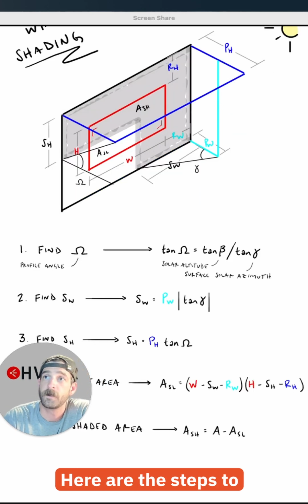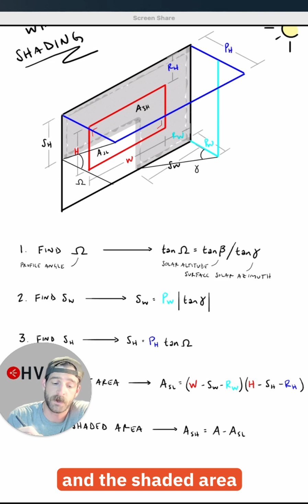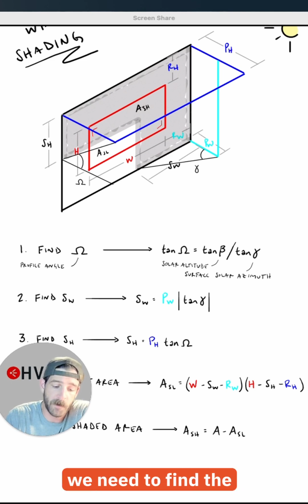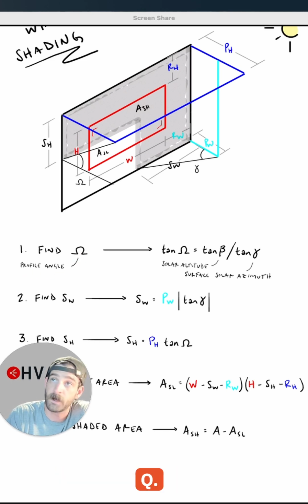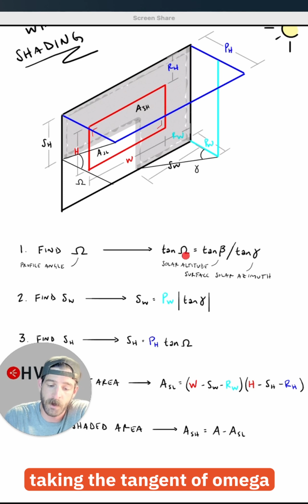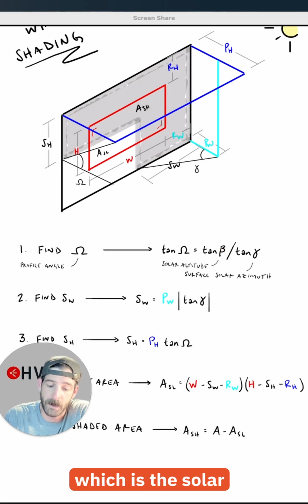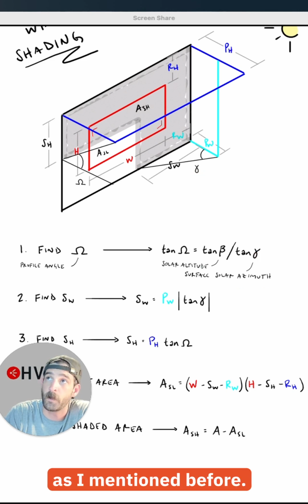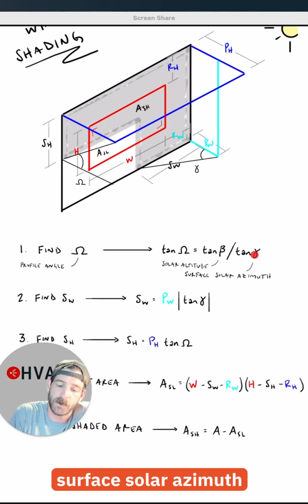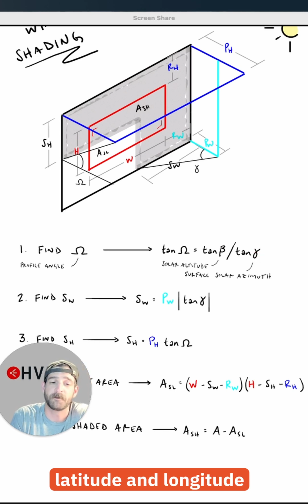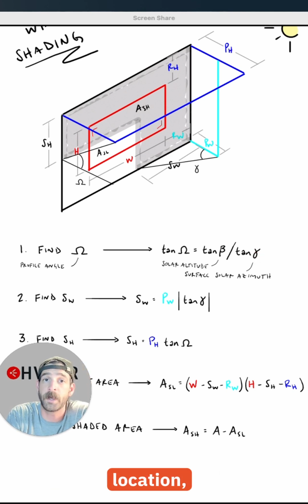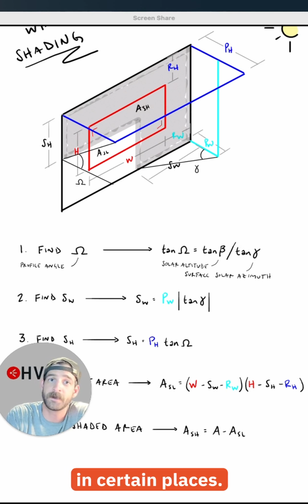Here are the steps to solving for the sunlit area and the shaded area in your window. First, we need to find the profile angle, omega, here. You do that by taking the tangent of omega is equal to tangent of beta, which is the solar altitude, divided by the tangent of gamma, which is the surface solar azimuth, as I mentioned before. These variables, solar altitude and surface solar azimuth, are calculated using latitude and longitude of your project location, the time of day, and the time of year, accounting for daylight savings in certain places.